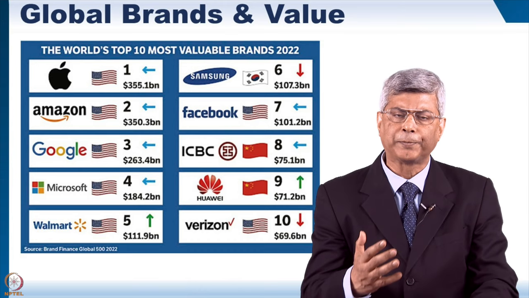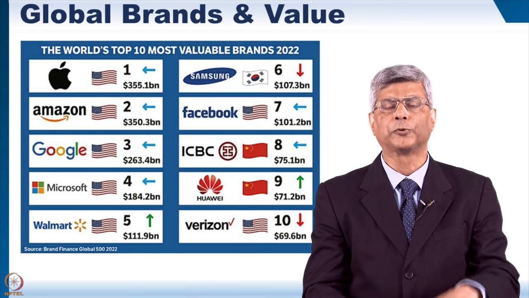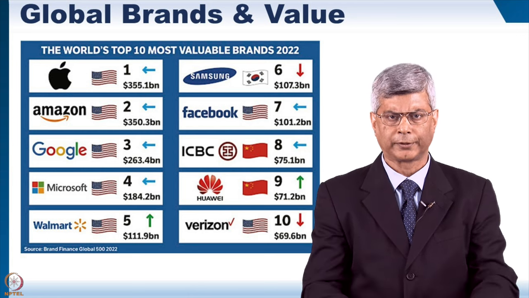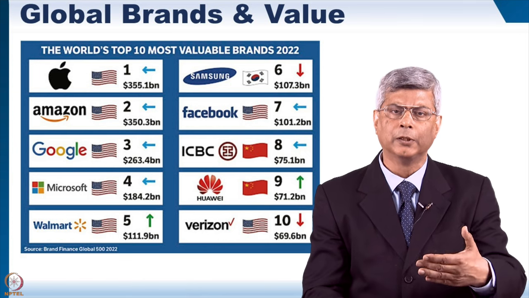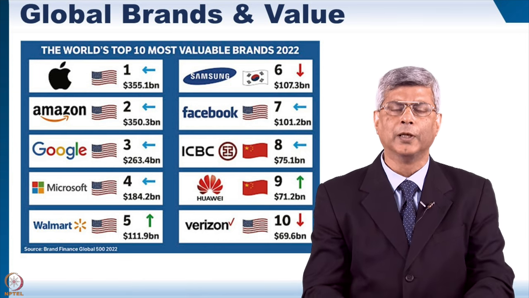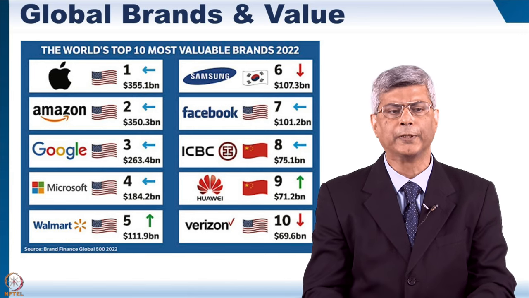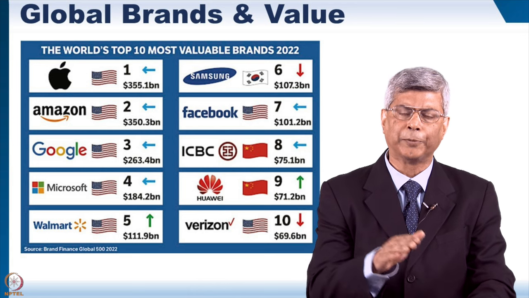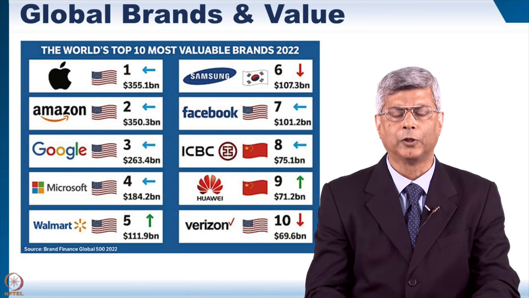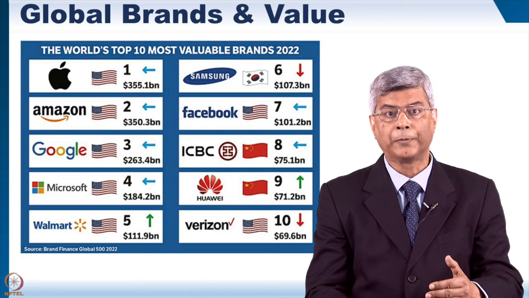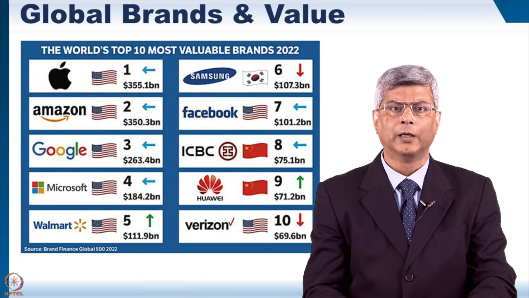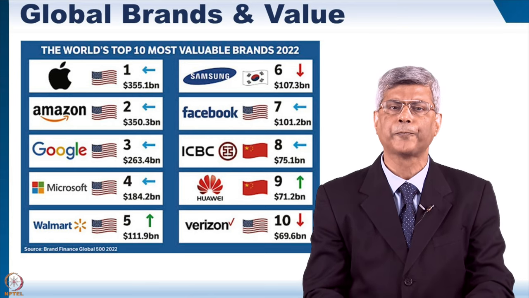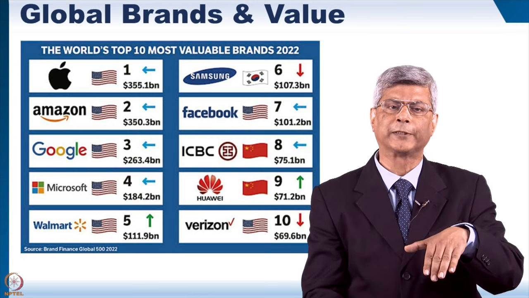Second is Amazon. Many of you must be using Amazon, because when you go to Amazon, it's convenient and you get a wide range of products. And Amazon is quite well known across the world versus other smaller e-commerce companies. Google, all of you must be using Google. Microsoft, anybody who's using a PC or a laptop will be using MS Office or MS Outlook. Walmart, which is a large supermarket in many parts of the world, especially in the United States. It's a US company. And then Samsung, many of you will have a Samsung phone.